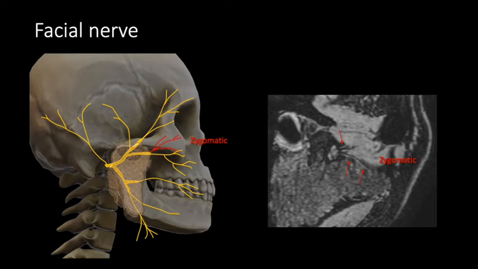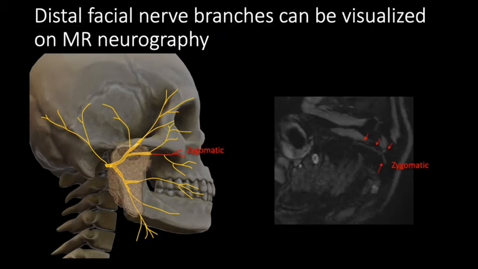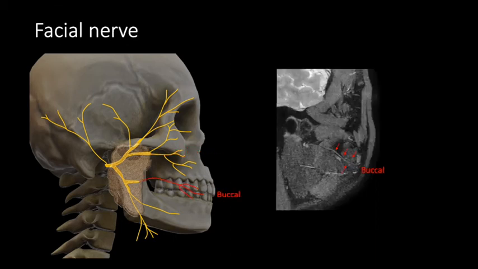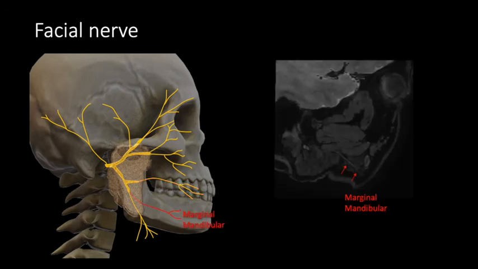Here you can see the branching of the zygomatic nerve. Here you can see it just along the zygoma. We can actually see its distal terminating branches in the subcutaneous soft tissues just below the dermal surface of the face in this region. Here we can see the buccal branches going along the cheek. One of the most important branches, especially in parotid surgeries, and one of the most commonly injured nerves in parotid surgery is the marginal mandibular branch.